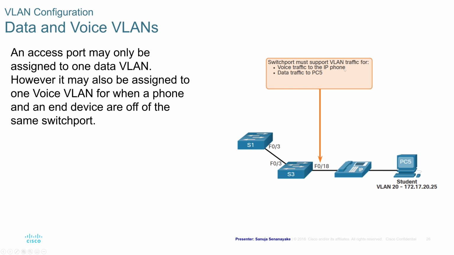So the switch port must be configured to support the VLAN traffic for both voice traffic to the phone as well as the data traffic for the PC in this case. And that can be done. It's very easy to do, and it is done by many organizations. So that way you only need one link between the desk that will be connecting the IP phone as well as the desk computer and the switch, instead of having two physical connections to these two devices. On my next slide, I will show you how that can be configured.